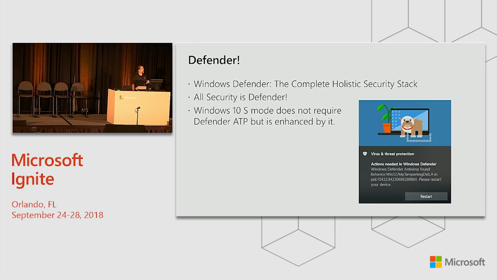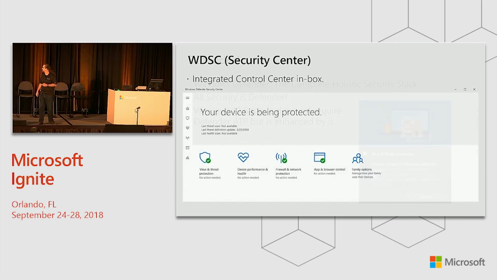Defender signature updates come with every check-in to Microsoft Update and Windows Update, but can be controlled as well through modern management, either through your MDM provider or through Windows Update for Business from Microsoft Intune. You'll have an integrated control center in the box telling you your device is being protected, giving you the breakdown of your device health, your virus signature updates, your app and browser control, and in some cases, if you're using Home Edition, family services as well.